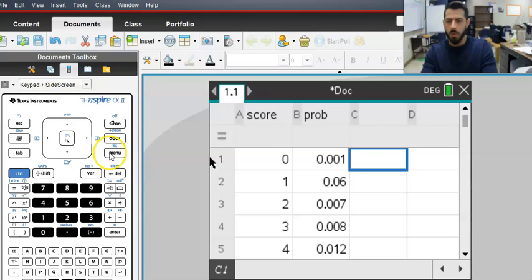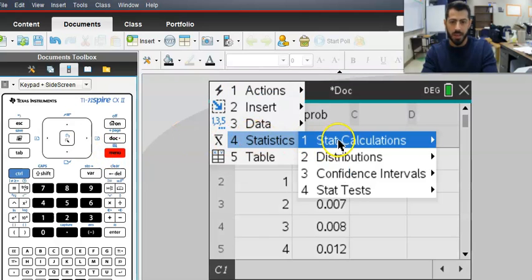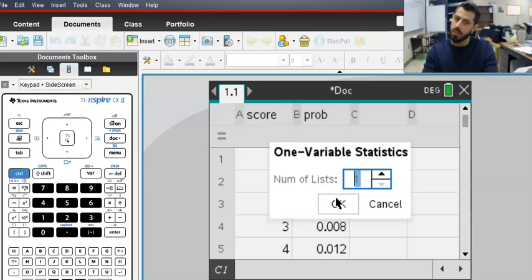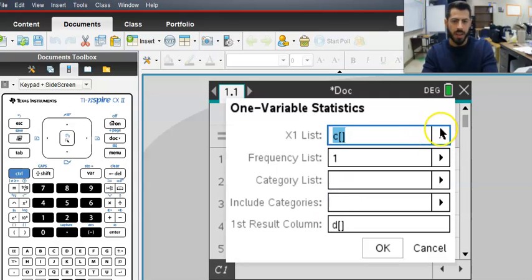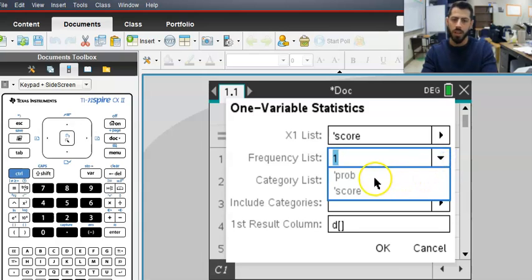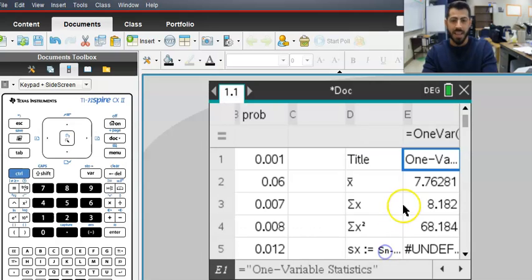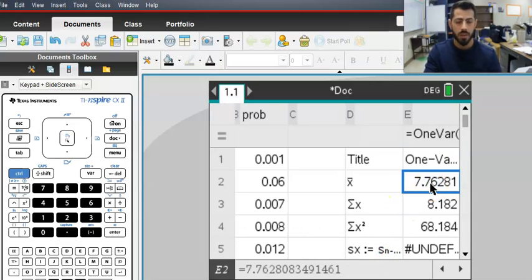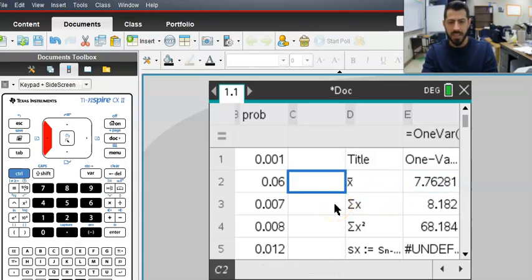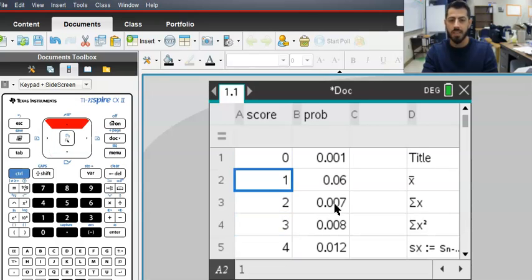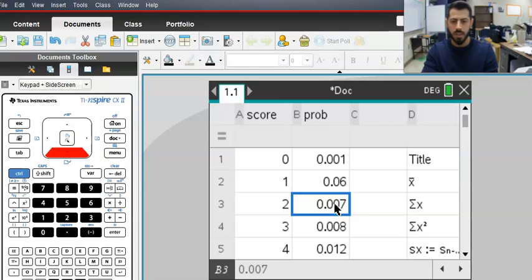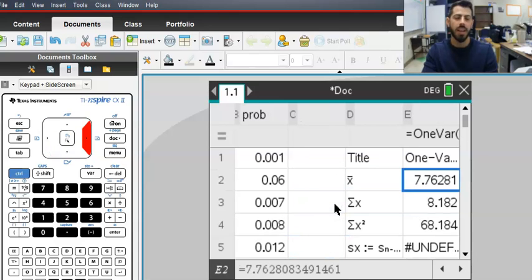So when we do our one variable statistics, just like we've done in the past, we have one list. I know we have two, but really we have one. We're finding the score, the frequency, right? So frequency, remember, that's how often something occurs. Well, that's our probability. So we use the probability as our frequency list, and then it will tell us the average score for this probability for this variable. Instead of adding up all of these, it says, oh, you already know how often these happen. I'm just going to use what you told me and add them all up that way.